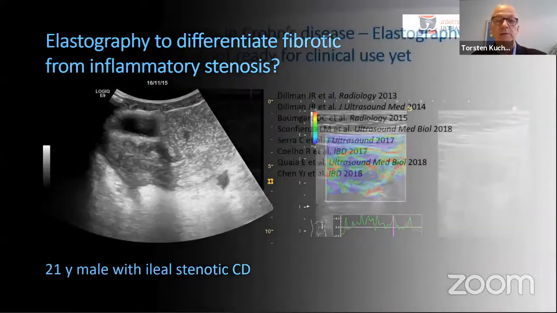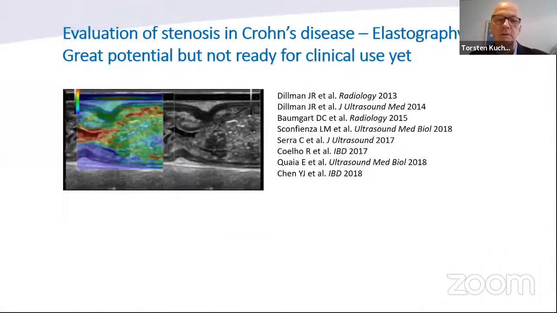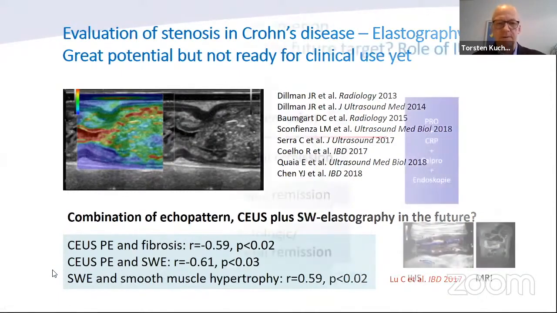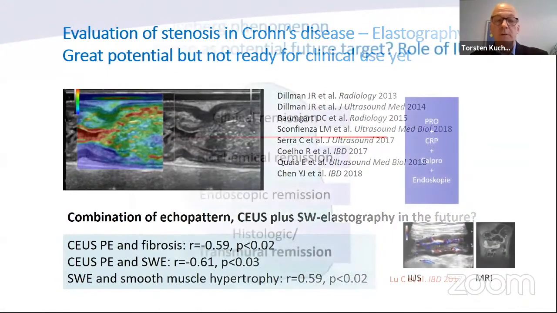There are quite a few data on elastography, and the data are still controversial. So it appears to have great potential, but it's not ready for complete clinical use yet. But if you combine it with other parameters, so the echo pattern, CEUS, and shear wave elastography, you might have something in the future that might help you to differentiate between inflammatory and fibrostenotic stenosis. As Kathy Liu did here, she's working in Calgary with Kerri Novak, and she found an inverse correlation between CEUS peak enhancement and shear wave elastography, indicating fibrosis in this situation. How about monitoring IBD?